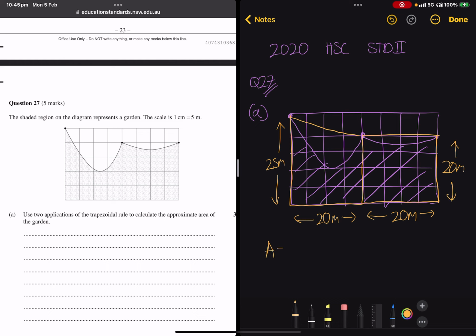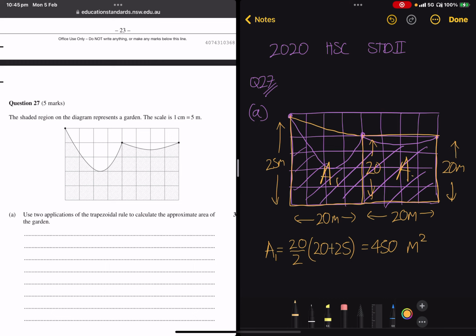So area 1, the area of a trapezium, is the height, which is 20, divided by 2, multiplied by the average of the two side heights. This side height in here is 20, the big side height is 25, so this is 20 plus 25. So this gives us 10 times 45, this is 450, and that's meters squared. That's area 1, this one.